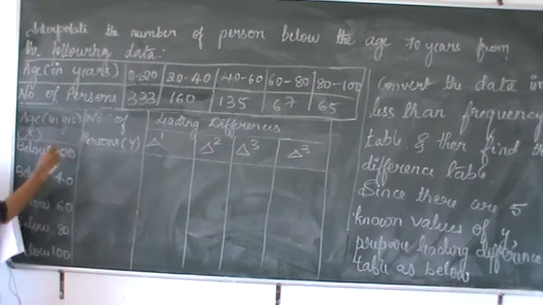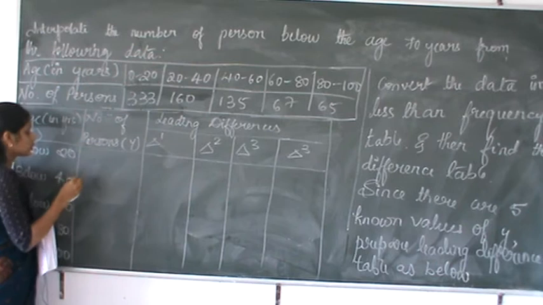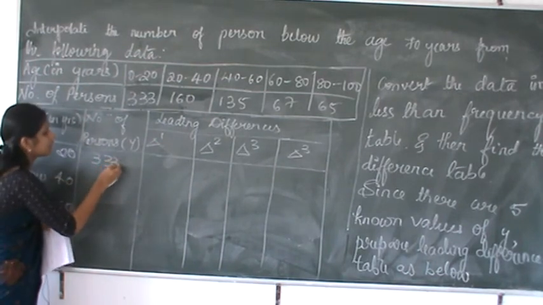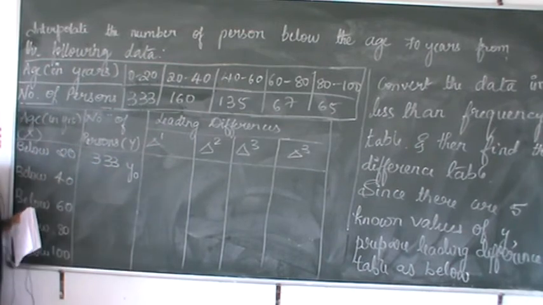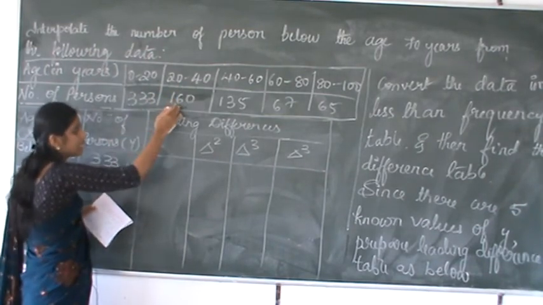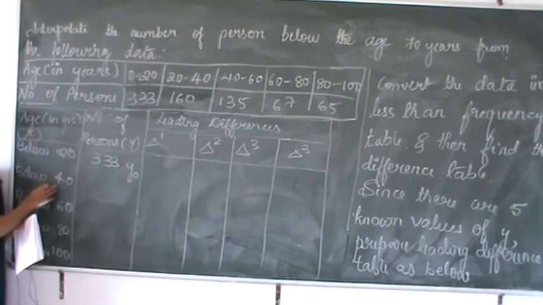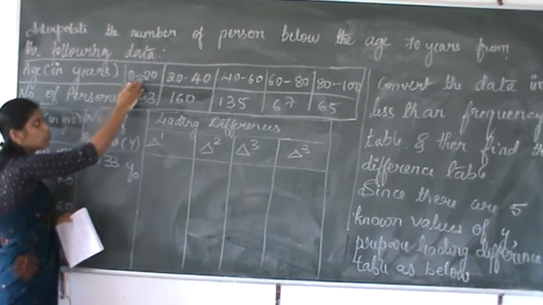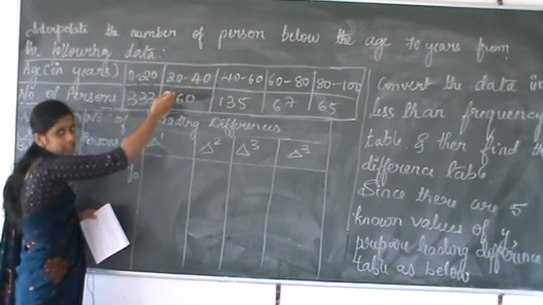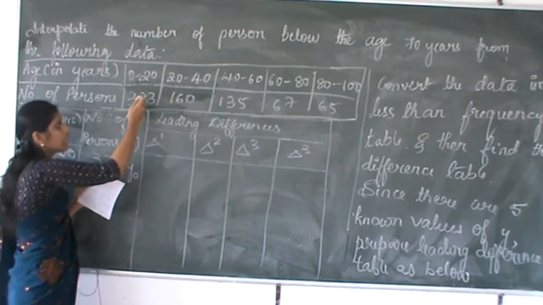Now we will write the number of persons. Here 0 to 20 there are 333 persons, so below 20 we can write it as 333. This is Y0. Next, in the age group 20 to 40 there are 160 people, but here we write it as below 40. Below 40 means it includes 0 to 20 as well as 20 to 40. That's why we add the number of persons of both the classes.